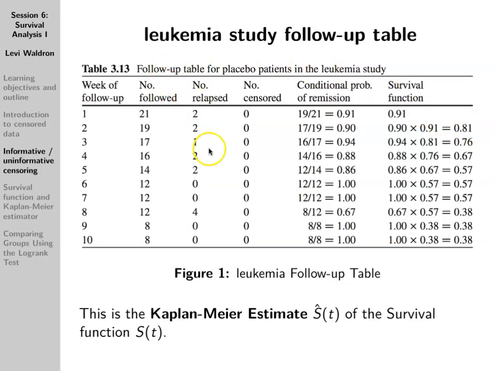And if you continue this down, it's just the same thing every week, calculating this conditional probability of remission each week and multiplying it by the survival function of the previous week. And this is the Kaplan-Meier estimate of the survival function. So it's a very intuitive and appealing estimate. It's also just a basic probability function. It's based on the observed probability of surviving at each week.